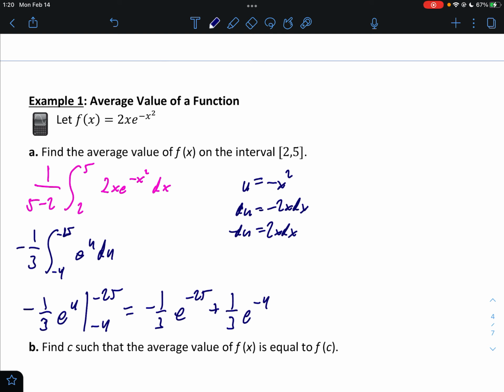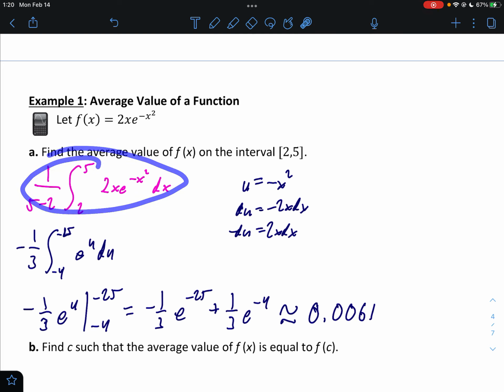If we type that in our calculators to get a rounded answer, it would be 0.0061. And again, we could have just typed this in our calculator in the beginning as well, and we could have gotten 0.0061 that way.